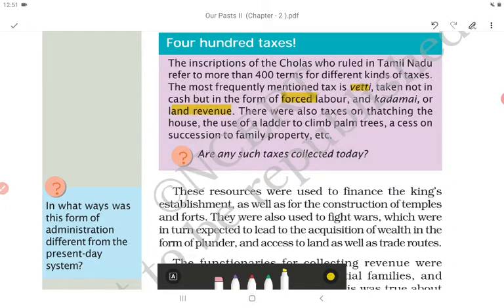There were also taxes on thatching the house, the use of a ladder to climb palm trees, a cess on succession to family property, etc. Are any of such taxes collected today?